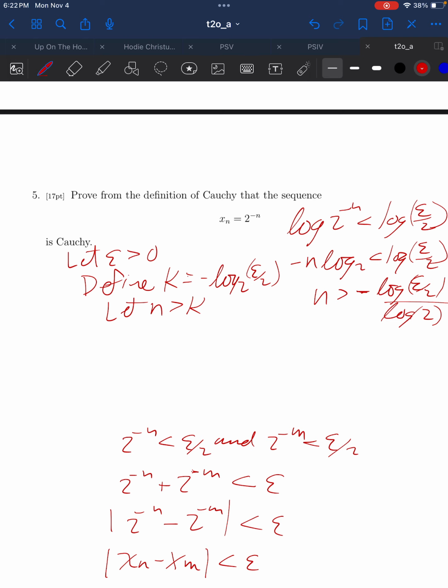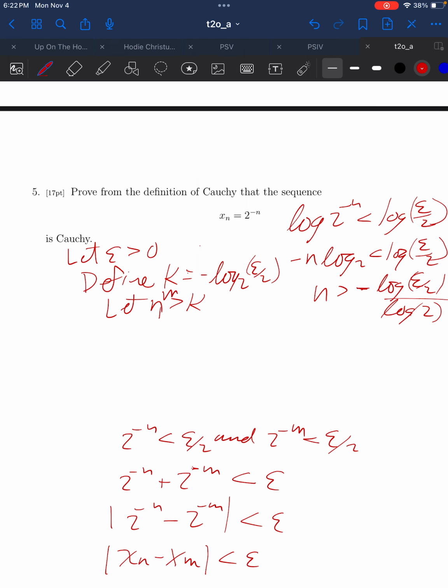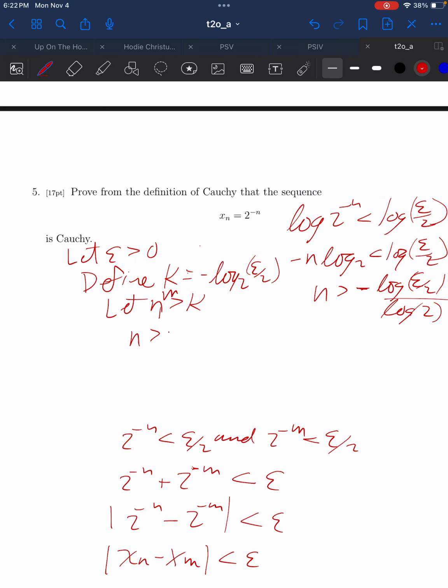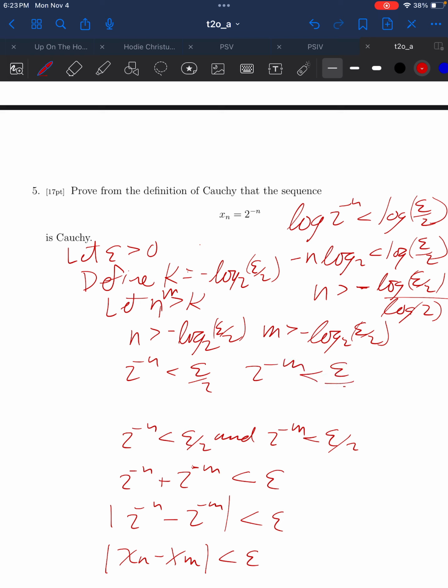And then it follows immediately, where this should be n and m. N is greater than minus log base 2 epsilon over 2. M is greater than minus log base 2 epsilon over 2. And then we just unravel that. 2 to the minus n less than epsilon over 2. 2 to the minus m less than epsilon over 2.